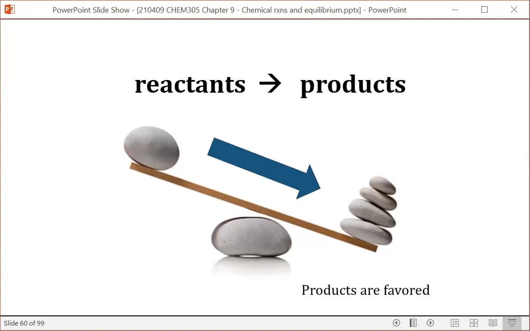And so we could say in this case that the products are favored, that the way the reaction is going to proceed, it's going to convert everything into products. And if we think of the reaction as kind of like a balance, all of the reactants get used up. So this side gets basically lighter, and this side, all the reactants are converted into products, gets heavier. So we say products are favored in this type of reaction.